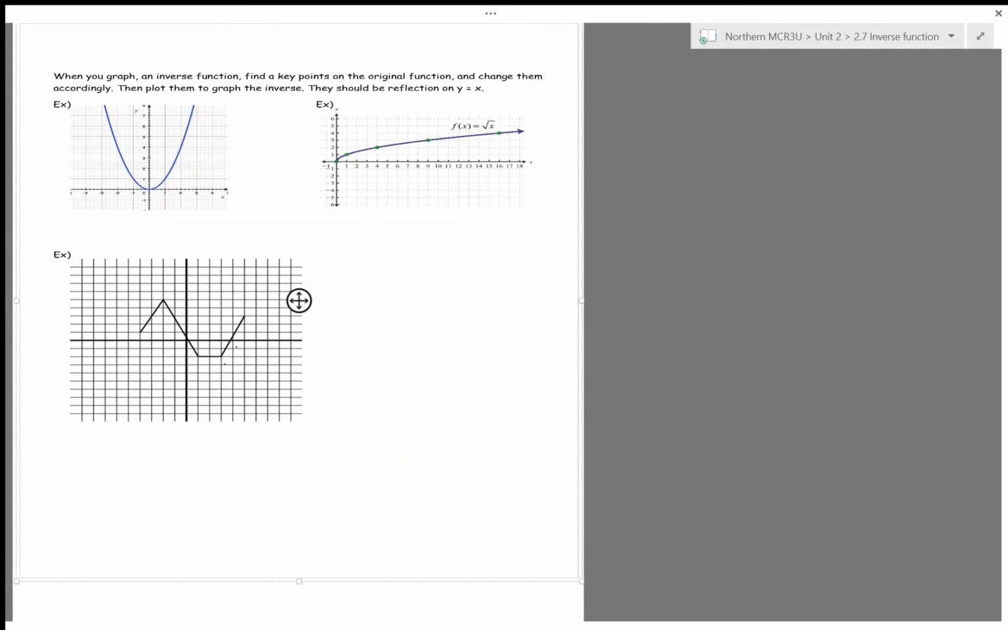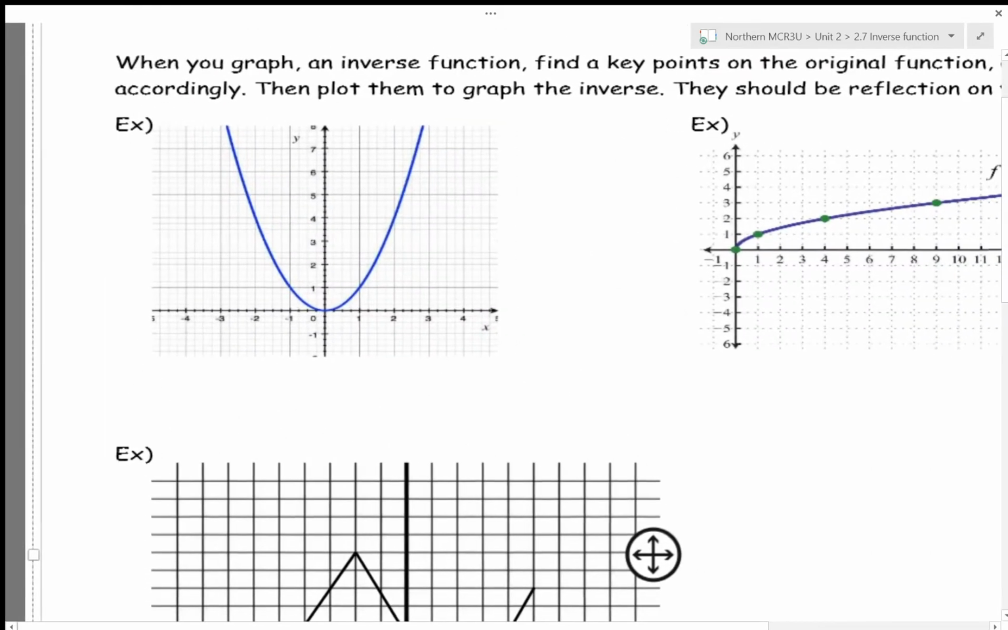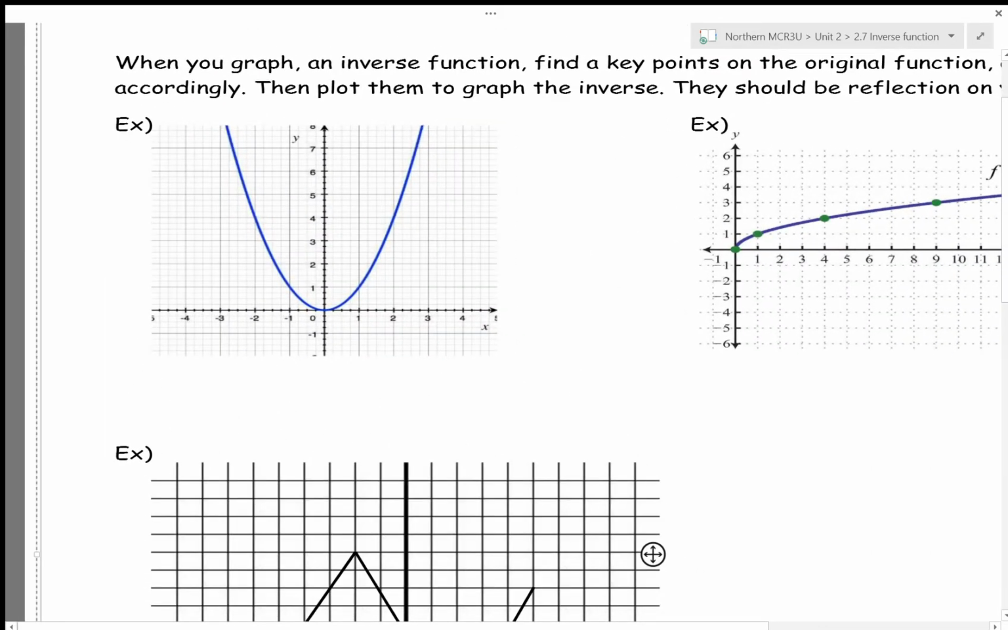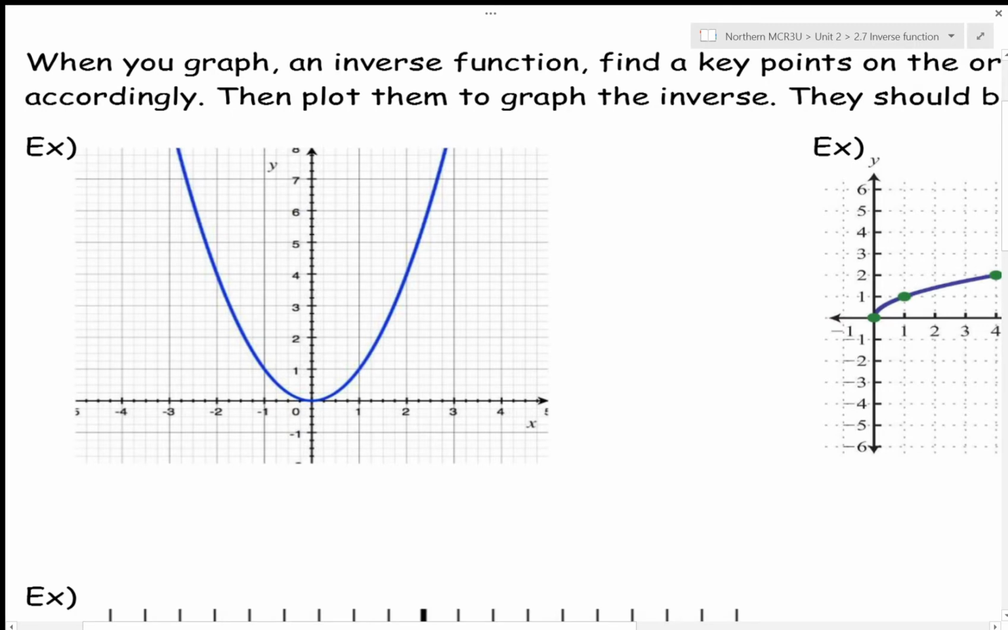Then the next page is basically just graphing it, and graphing is actually quite easy to do. How we do it, we don't even need to come up with the equation. All we have to do is come up with a table of values, and then we switch the x and y values and graph them again. So in this case, I have 0, 0, so 0 for x and y for the original.